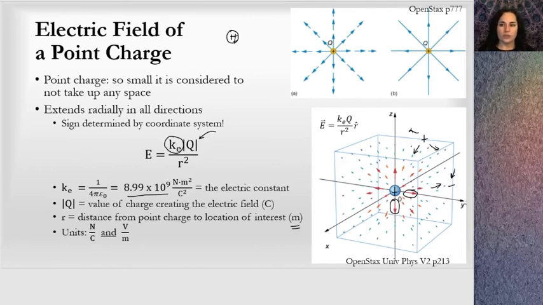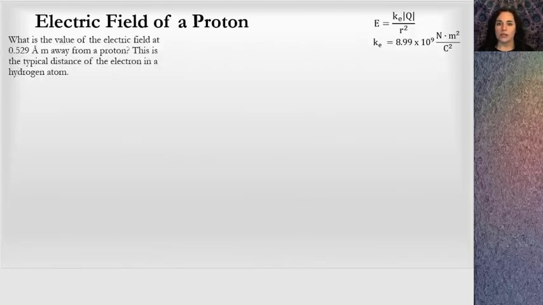So we can look at the electric field of just a single proton here. What's the value of electric field 0.529 angstroms away from the proton? This is a typical distance of the electron in a hydrogen atom. So when you think about a hydrogen atom, there's a proton here, and there's an electron that has its own cloud, but we're just looking at the proton by itself. And we're going to choose a radius here of 0.529 angstroms. An angstrom is 10 to the negative 10th meters. That's what an angstrom is.